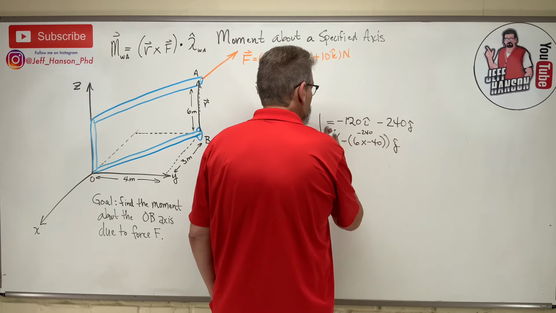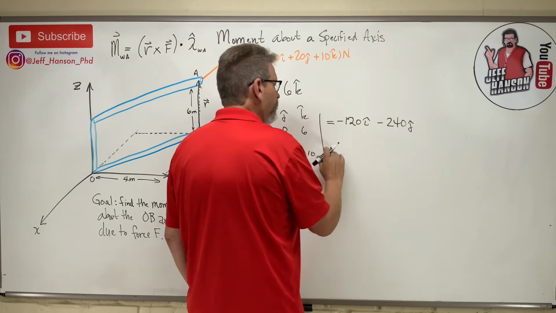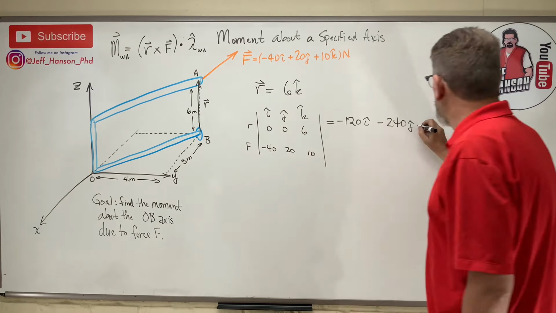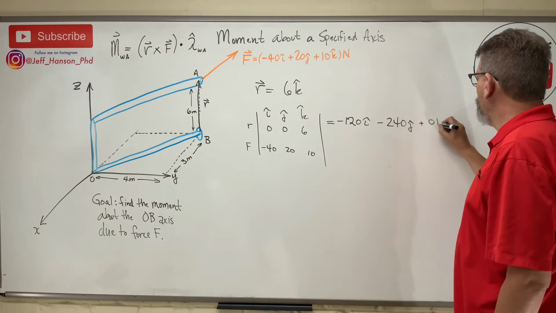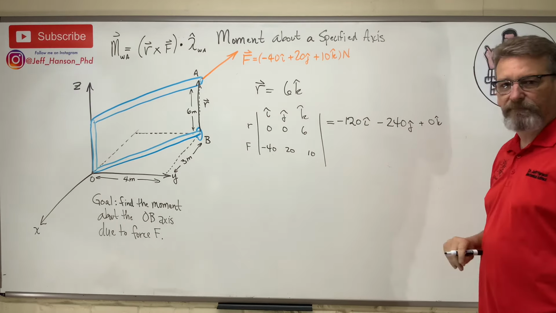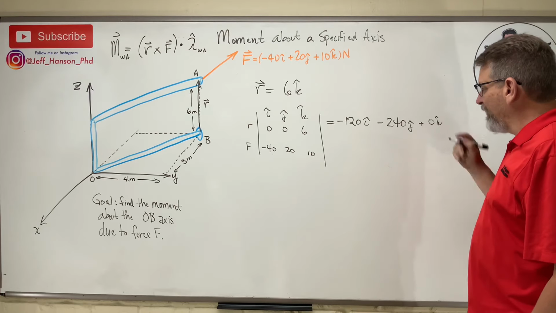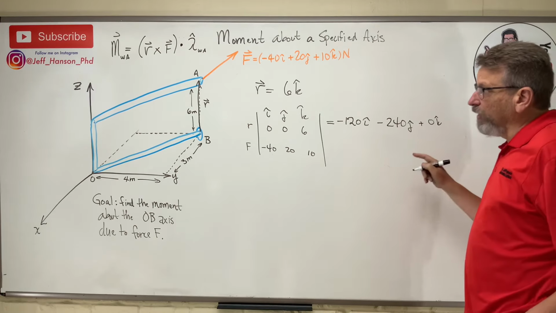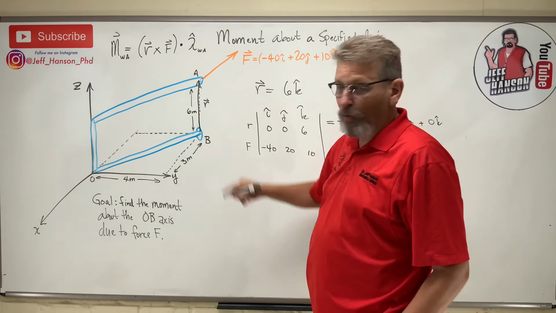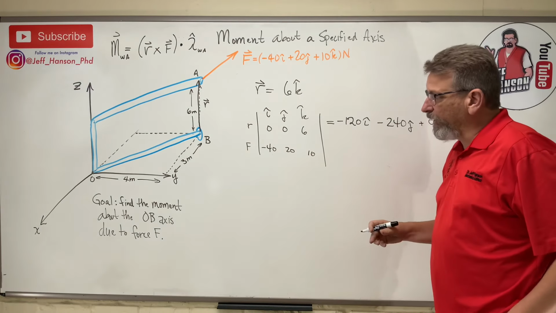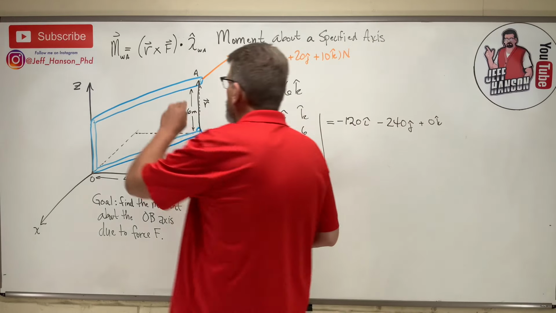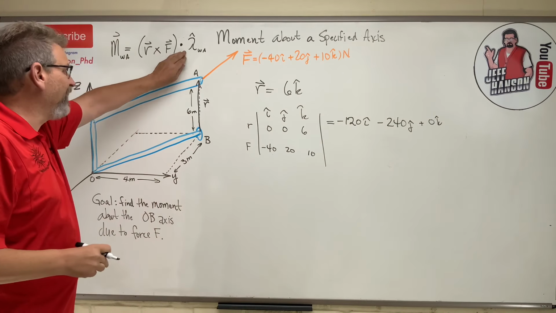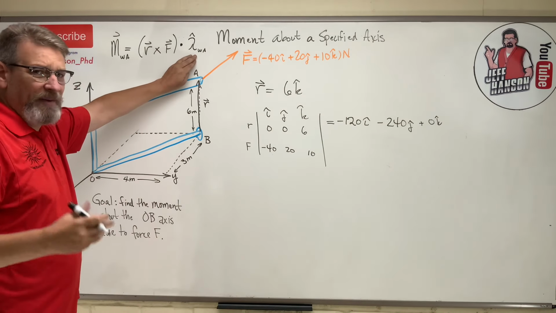Okay? So there, and if we wanted to, we could do this. We could put plus 0 K hat. Now that right there, what is that? That is R cross F for that force from point B. Now you could have done it from point O, you'll get the same thing, okay? So here we go. We're going to dot that with lambda hat OB.